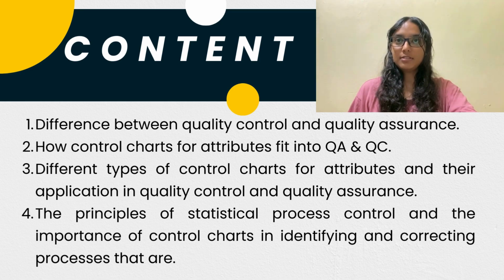First, we will discuss the difference between quality control (QC) and quality assurance (QA). Next, we will explain how control charts for attributes fit into QA and QC processes. We will also explore the different types of control charts for attributes and their specific applications. Finally, we will dive into the principles of statistical process control and discuss the importance of control charts in identifying and correcting processes. Let's start with understanding the distinction between quality control and quality assurance.